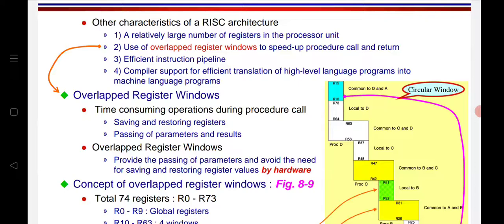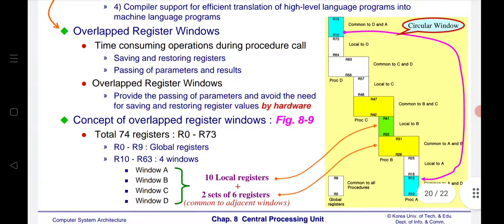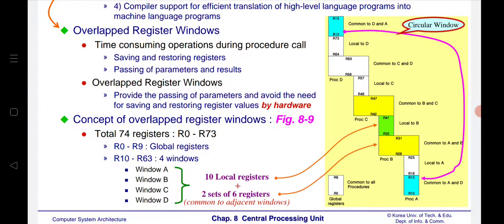Now, what are overlap register windows? For example, suppose I have procedure A, procedure B, procedure C, and procedure D. There are global registers from R0 to R9, which are accessed by all these procedures.